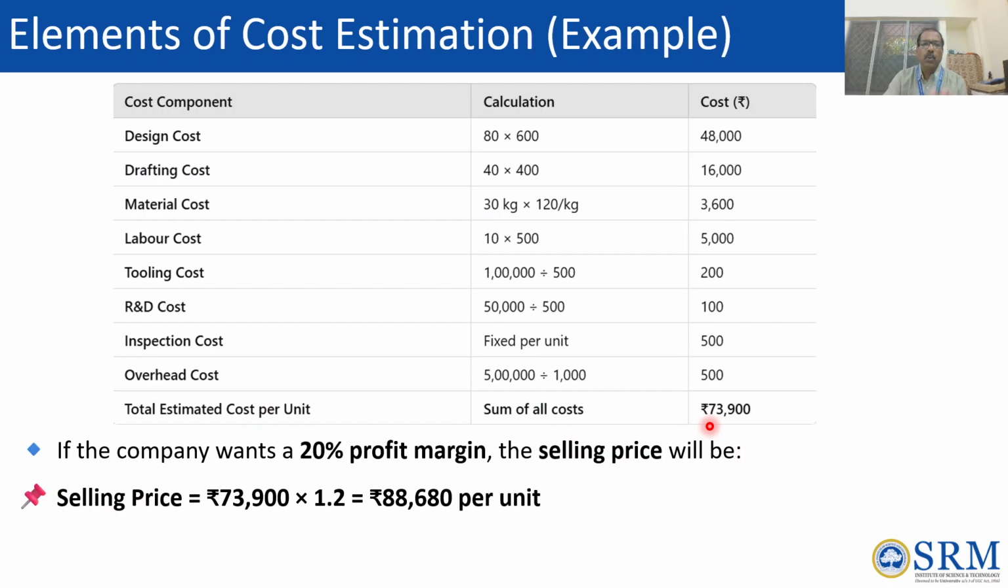So this is how the table goes: the design cost, drafting cost, material, labor, tooling, R&D, inspection, overhead cost. The total estimated cost per unit, the sum of all the costs, would be 73,900 rupees without adding any profit. The company would add around 20% profit margin, then they can fix the selling price per unit. One particular unit is 88,680 rupees. Like that, they can fix it. Just an assumption, some values are given. I hope you understood clearly the elements of cost estimation with this basic introduction.